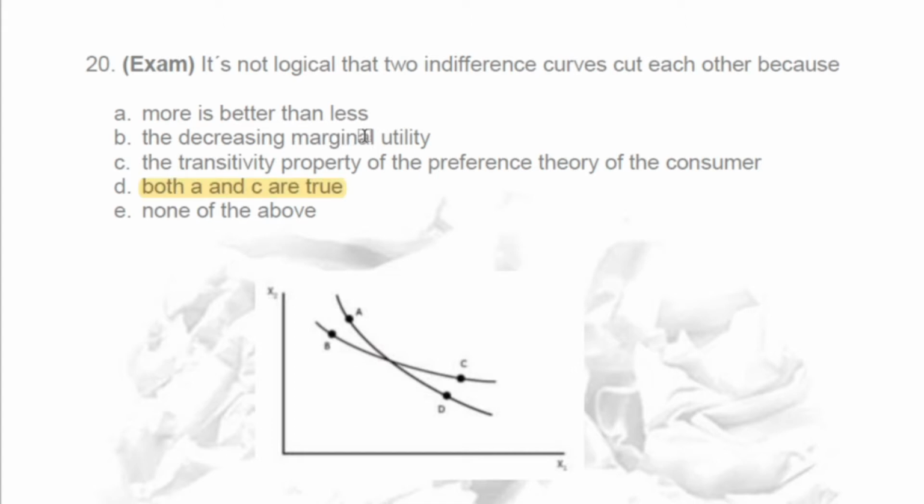The decreasing marginal utility is not correct because, well, with perfect substitutes these properties also hold. We can't cut the two different curves that are straight lines, as in perfect substitutes, and the decreasing marginal utility condition is not verified. So the correct one is D.